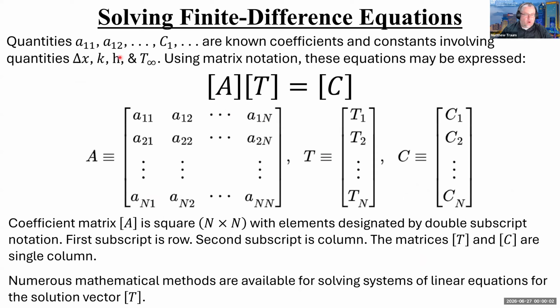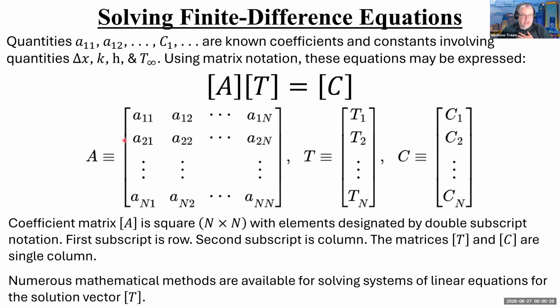So the quantities A11, A12, A13, A21, A22, and so forth, as well as C, are known coefficients that come from your equations, and they're constants involving the quantities delta X, K, H, and T infinity, right? So those are going to be constant values that don't change. We're going to try to represent this in matrix notation.